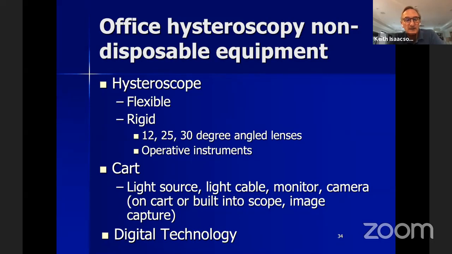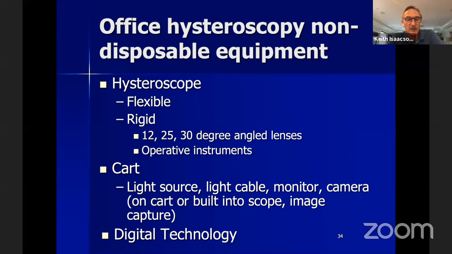The equipment that's necessary is fairly minimal. If you're doing just diagnostic procedures, you could use either a flexible or a rigid instrument. If you're doing some of these procedures, you're going to want a rigid continuous flow hysteroscope, which is somewhere between 4.5 and 5 millimeters in outer diameter, and we'll go through the operative instruments.